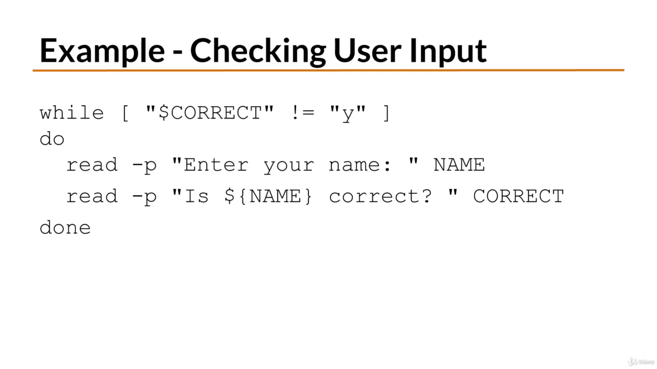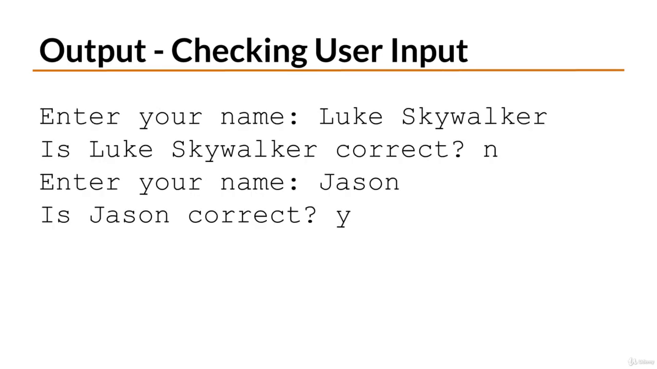If the user answers anything other than a lowercase y to that question, the loop repeats. When the correct variable is set to lowercase y, the loop is complete and the script continues after the while loop. Here's what running this script would look like. The first time the loop executes, something other than y was entered, so it repeats the loop. Once y is entered, the loop exits.